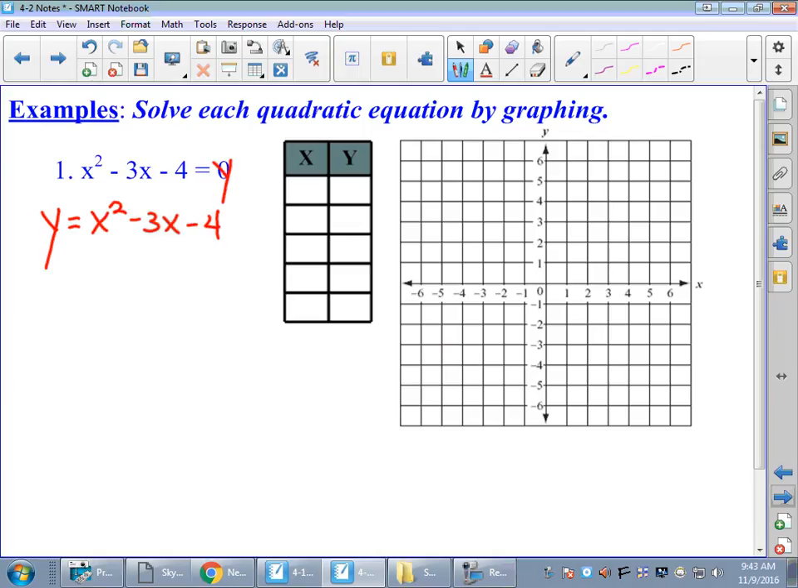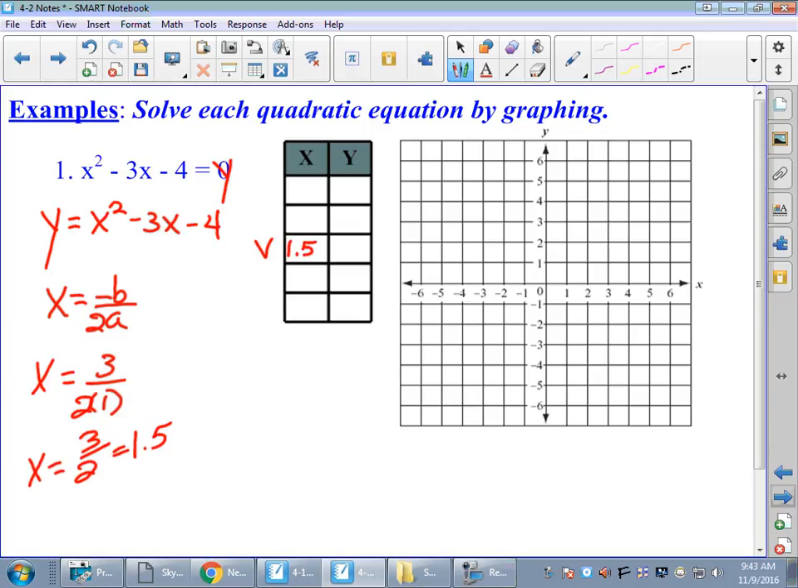Remember from the previous assignments, when we graph, we got to find negative b over 2a. That is your vertex. I don't really need the axis of symmetry today. If you want to find it, that's fine. I am going to use my y-intercept, though, as one of my points. So x equals negative b over 2a means a positive 3 over 2 times 1, which is a positive 3 halves, which is 1.5. So my vertex is 1.5 something.